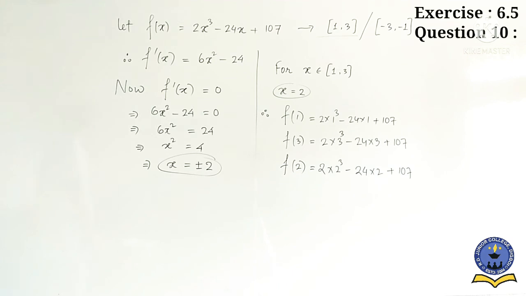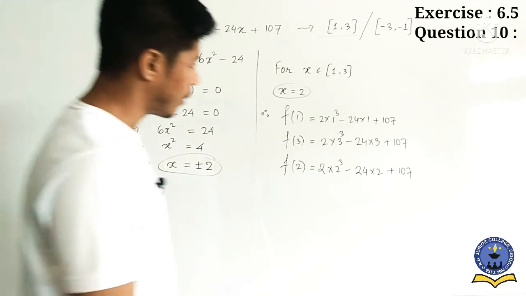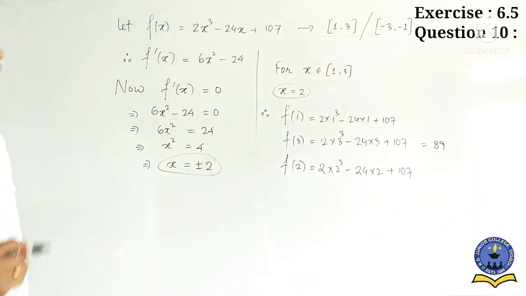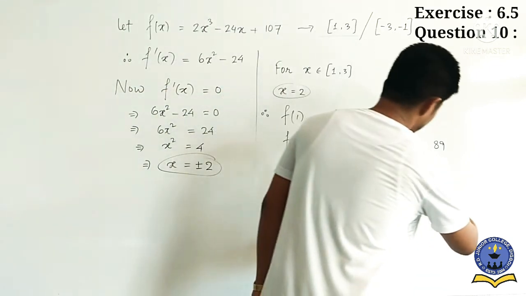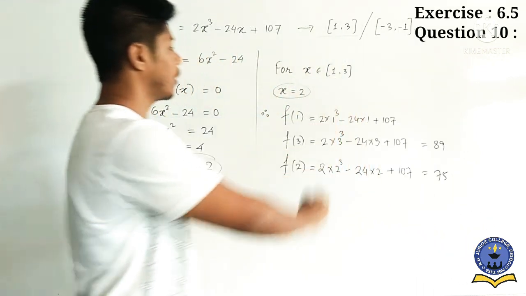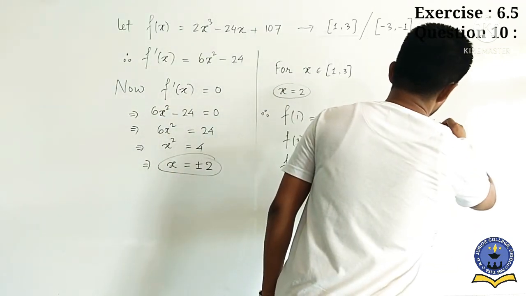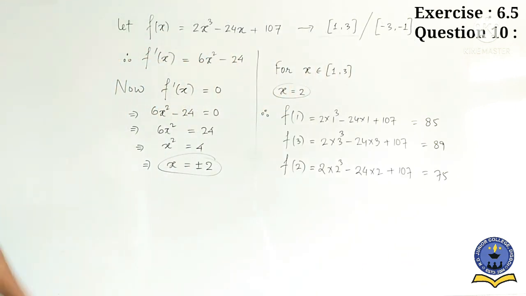If we calculate, f of 1 equals 85, f of 2 equals 75, and f of 3 equals 89. Is it clear? f of 3 is 89, f of 2 is 75, and f of 1, the first one, is 85. You calculate and see how much each one comes. Okay, f of 1 equals 85, f of 2 equals 75, and f of 3 equals 89.